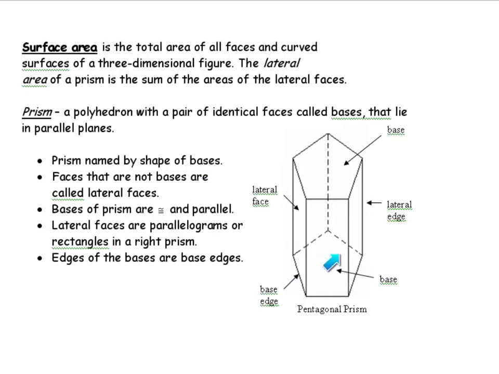The bases of the prism have to be congruent and parallel. We talked about the lateral faces being parallelograms, or rectangles if it's a right prism. And then those edges where they connect are called your base edges. You guys, we did this in 10A. We talked about exactly what it was. Just a little bit of review of what the figure is.